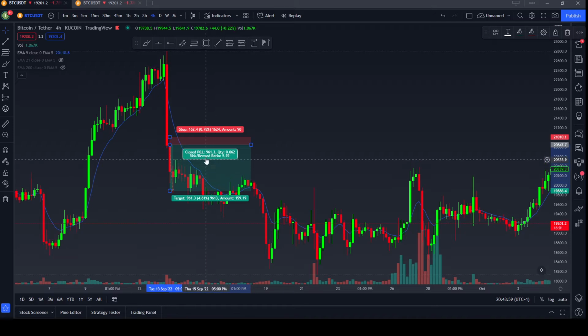And that was a risk to reward ratio of 5.1. It was a 4.6% move and a nearly 1,000 basis point move. So that would have been an ideal one.